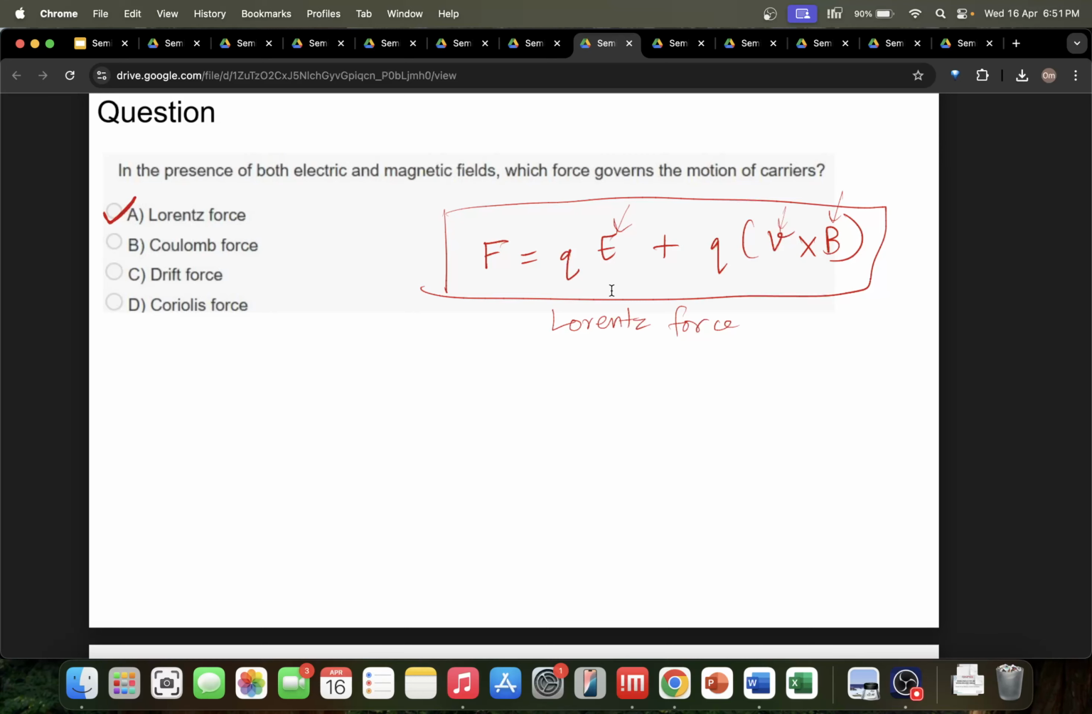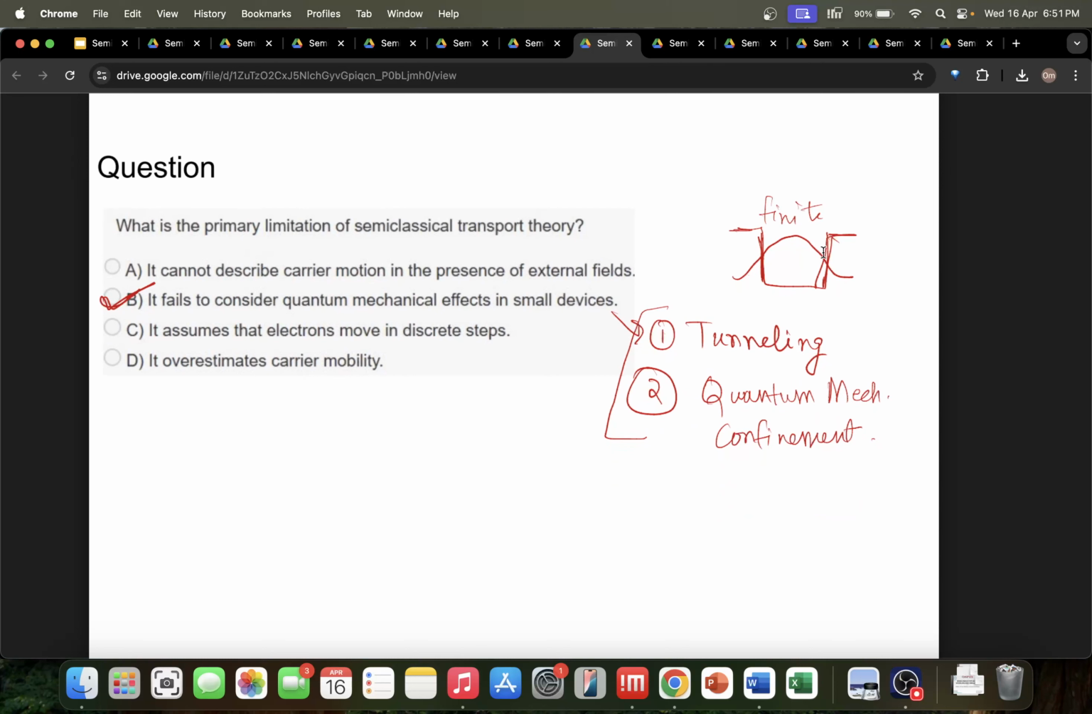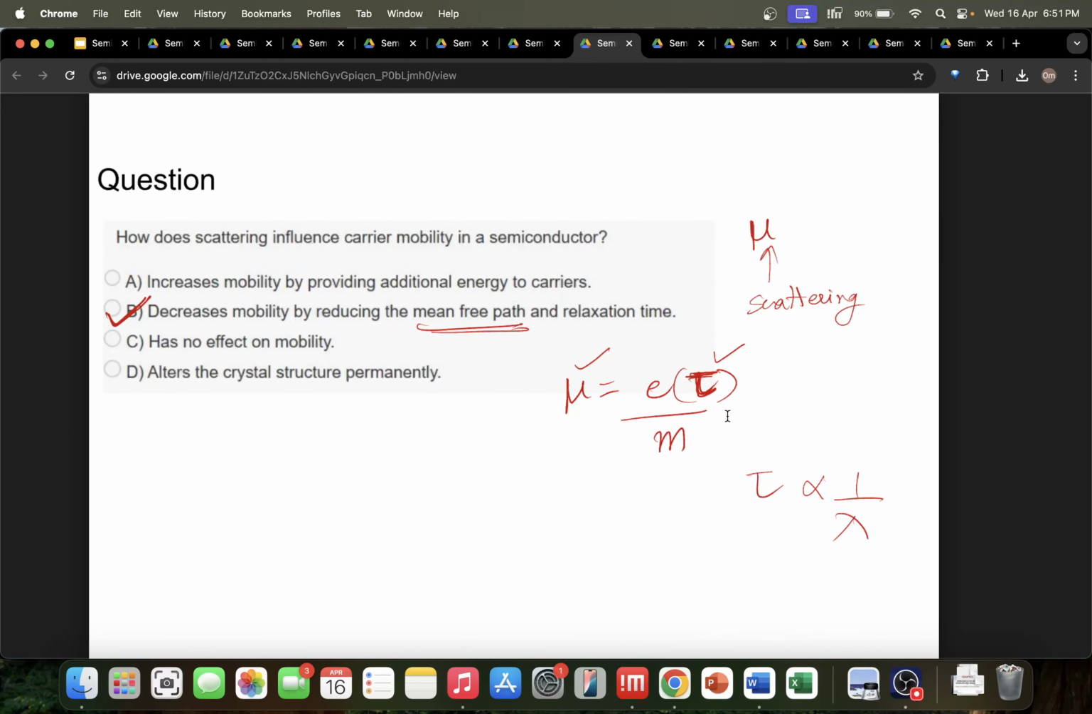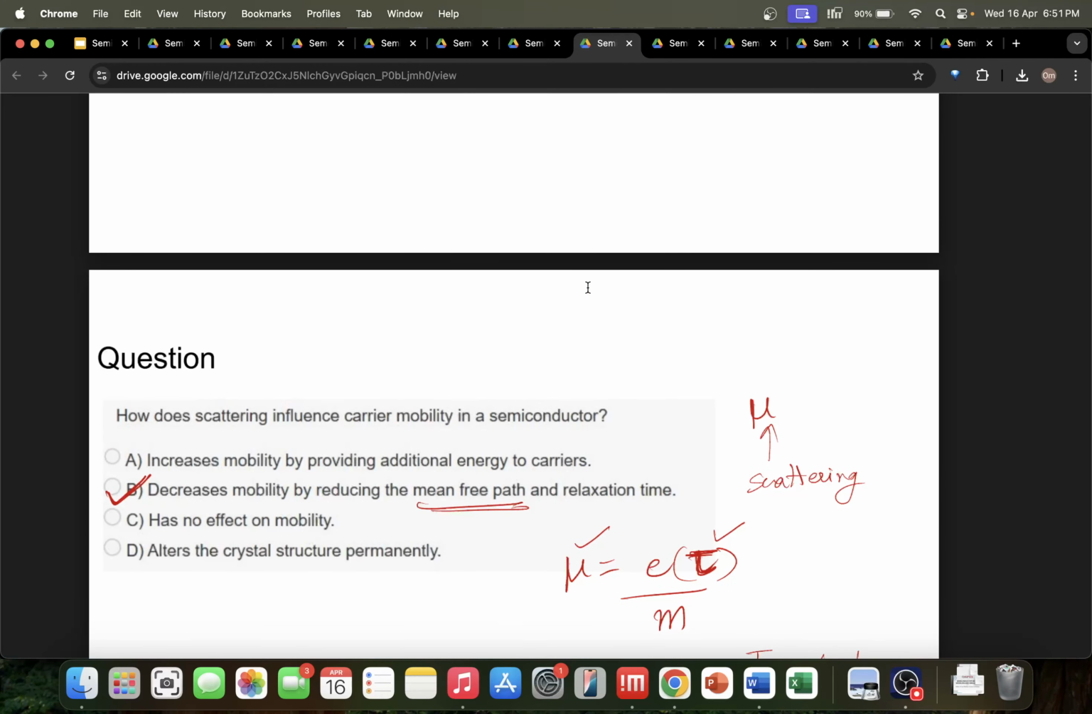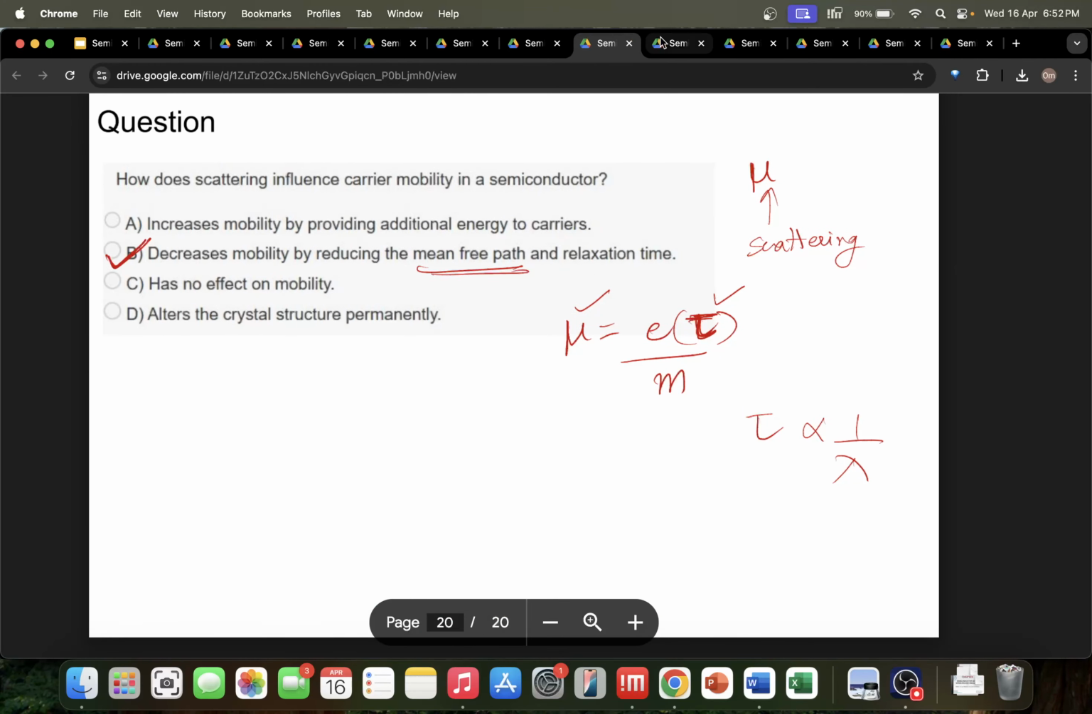The Lorentz force depends on the electric field as well as the magnetic field, and the limitation of semi-classical theory: it misses out on some important quantum effects, that is the tunneling phenomenon and quantum mechanical confinement effects. The dependence of mobility on the relaxation time. So this is all for week 7.